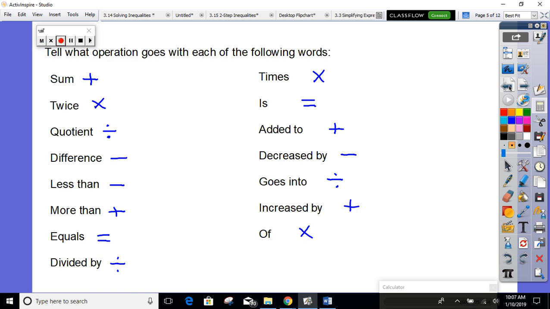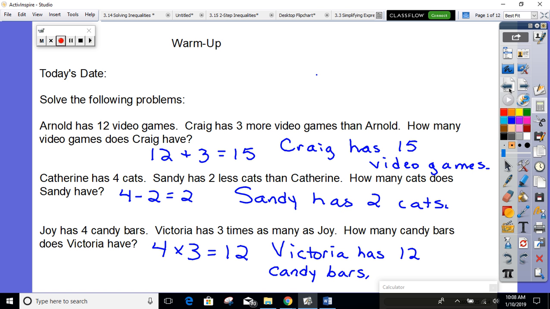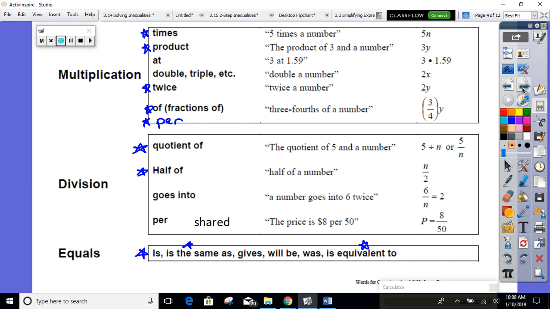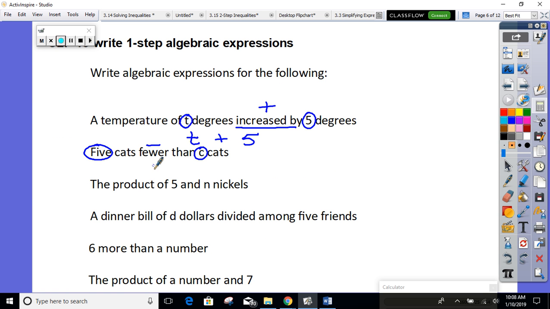Let's just look back for a second at the problem that we had in the warm-up. Catherine has 4 cats. Sandy has 2 less cats than Catherine. We didn't do 2 minus the number that Catherine had. We did how many Catherine started with, and we subtracted Sandy. We did the 4 minus 2. So when it says less than, it means we have to start with whatever it's less than and subtract the number. So we're going to do C minus 5. Oh, sorry, this one says fewer than. That you have to be really careful of. That word than usually switches around the 2 numbers or the 2 variables that you see.